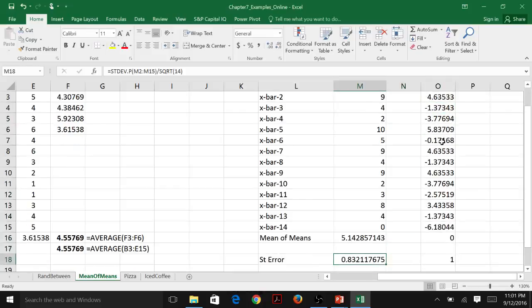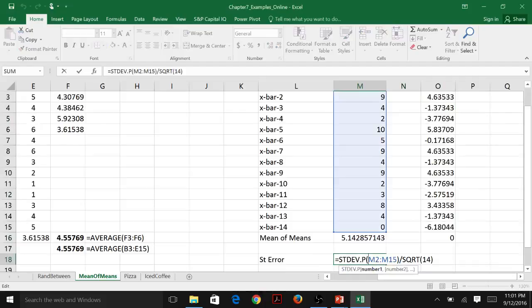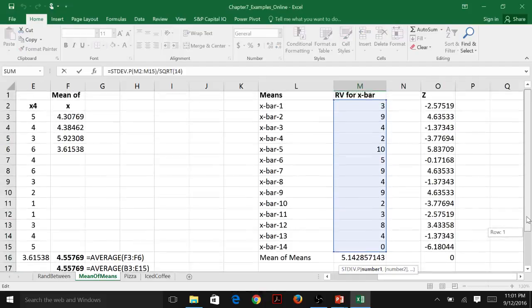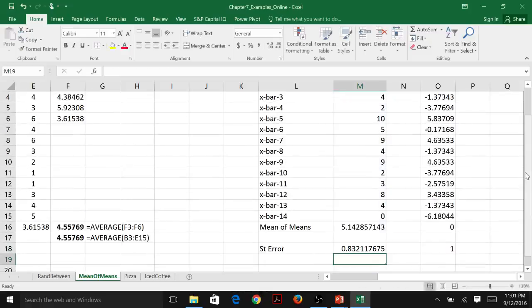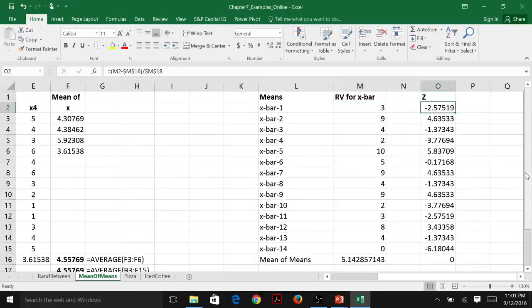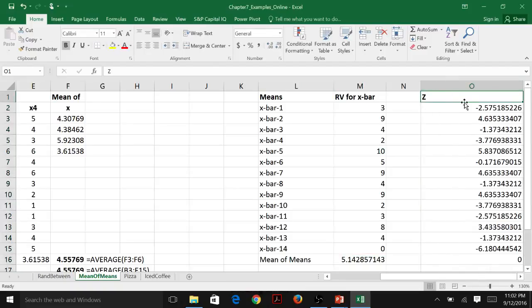And I'm going to calculate the standard error just by taking standard deviation of the population for this range and dividing by the square root of n. There's n, n is 14. And for each of those, I'm creating a z-score. Each one has its own z-score. What I can do here, blow this up a little bit. Each one will have its own z-score.